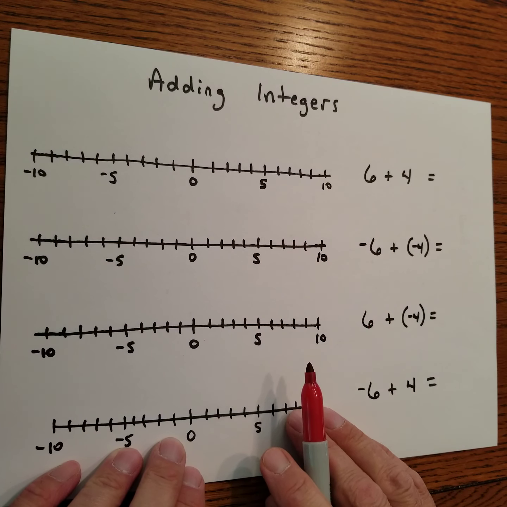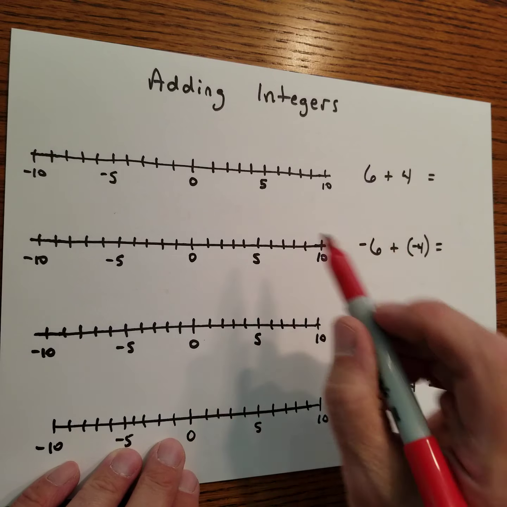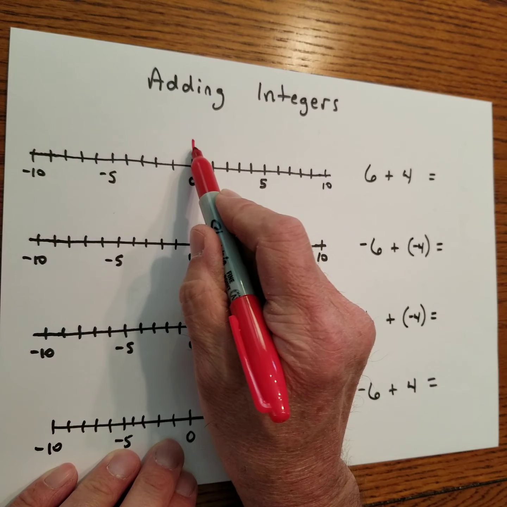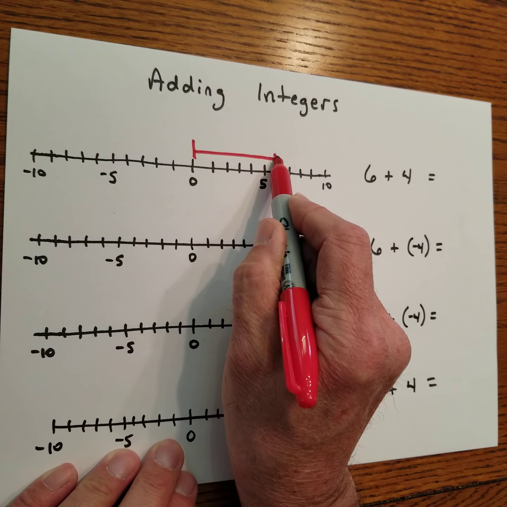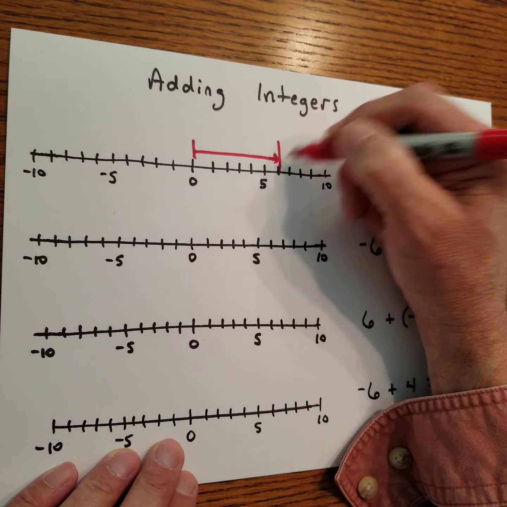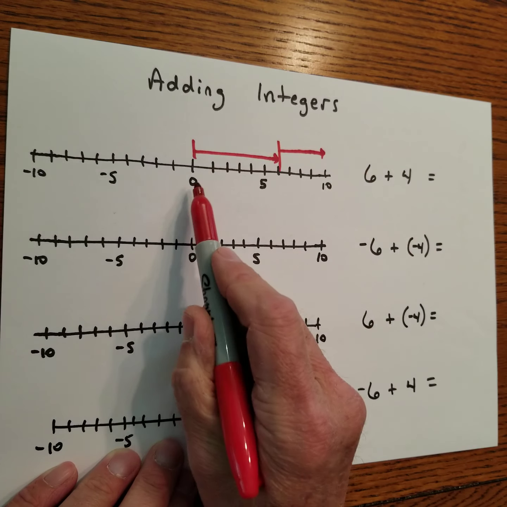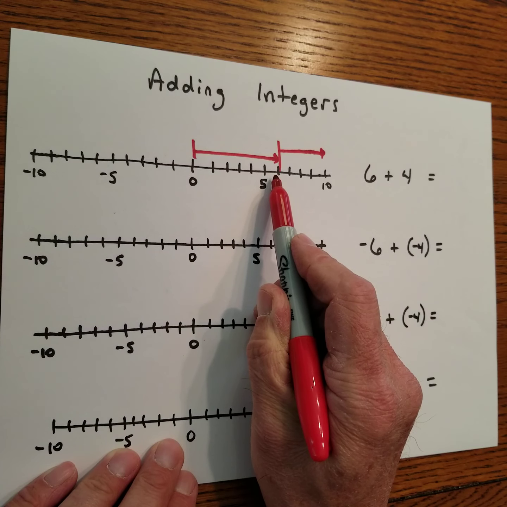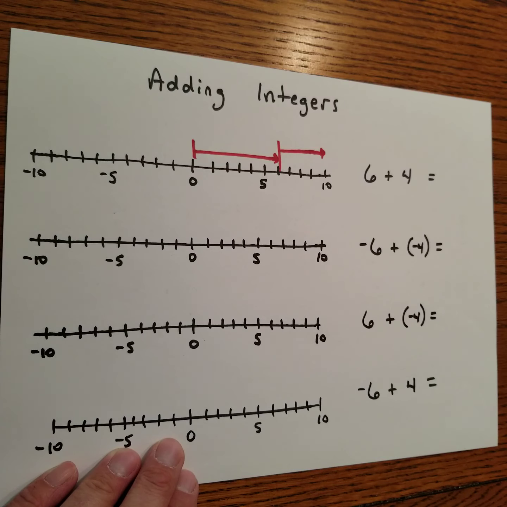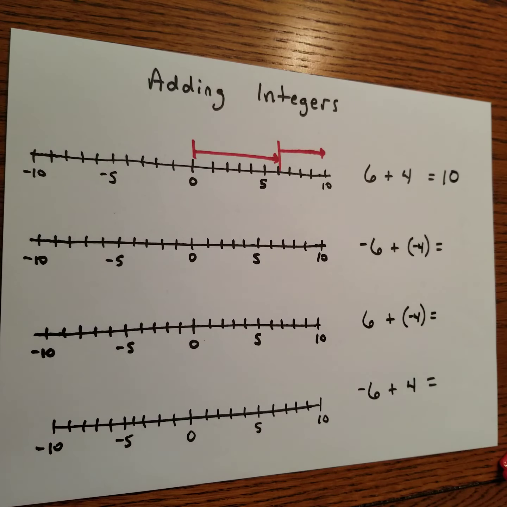First, let's just talk about what it means to add integers. What does 6 plus 4 really mean? If I start by moving to the right 6, and then move to the right 4 more, that's why 6 plus 4 gives me 10.